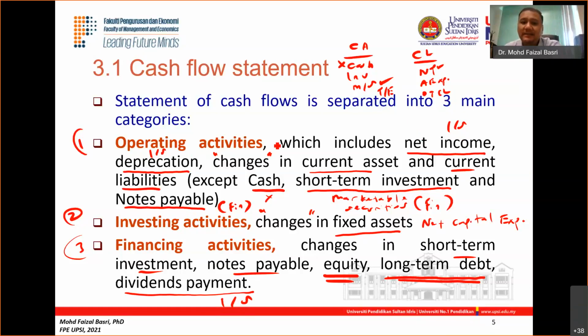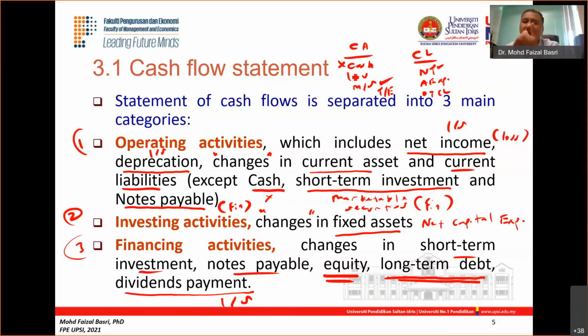So we have 3 items on the income statement, which is the net income itself, right? Or it can be the loss. If the company makes a loss, it means it's a net loss. Okay, and depreciation, and also dividend payments. Okay, all of this can be gathered from the income statement. Okay, the rest comes from the balance sheets.